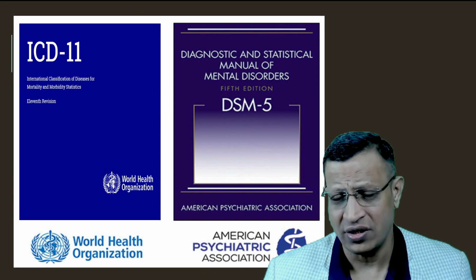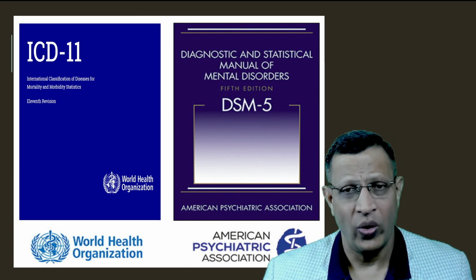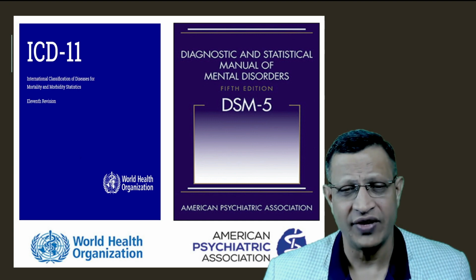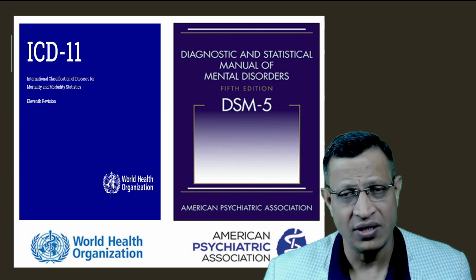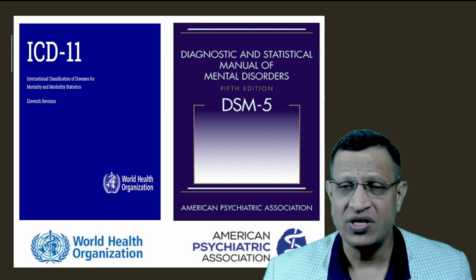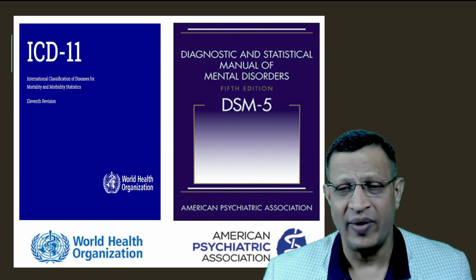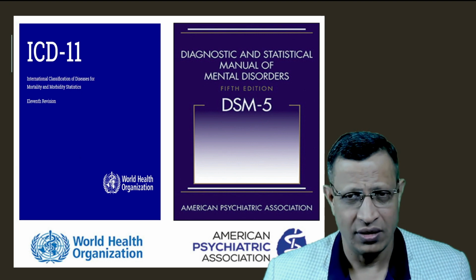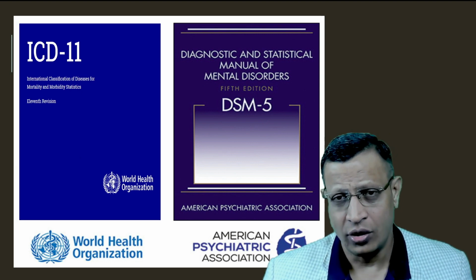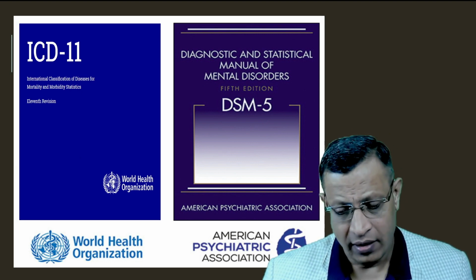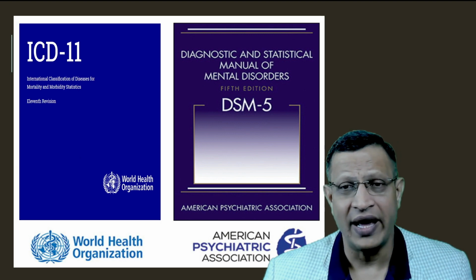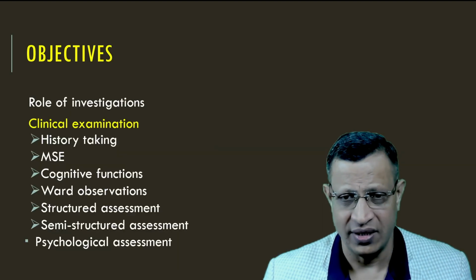Across the world, there are two classificatory systems for diagnosis. One is ICD, that is International Classification of Disease by World Health Organization. Another one is Diagnostic and Statistical Manual of Mental Disorders, that is DSM-5 by American Psychiatric Association. So both are considered to be the contemporary diagnostic category systems at present.